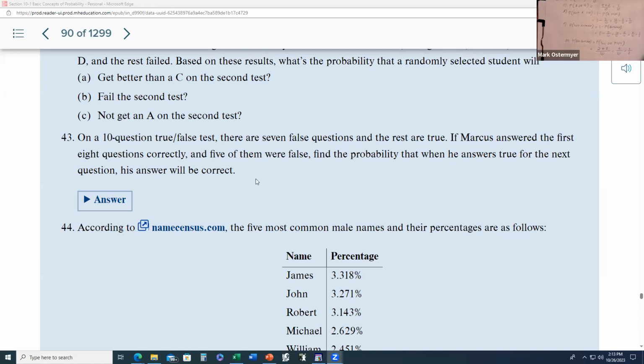Just read that and let it sink in your mind for a minute or so. Let's see if you can do something with this problem. Just think it over. Writing some things down on your paper helps too, just to kind of document what they give you in the problem. That comes in handy also. So on your paper, you can write down 7 questions that were false, 3 questions were true. You can write that down. All right, see if you can come up with anything for number 43.